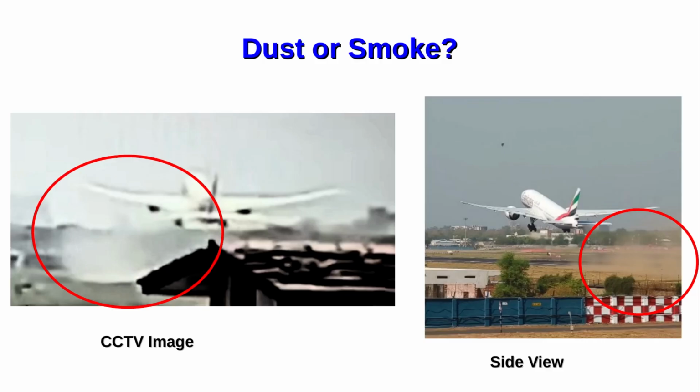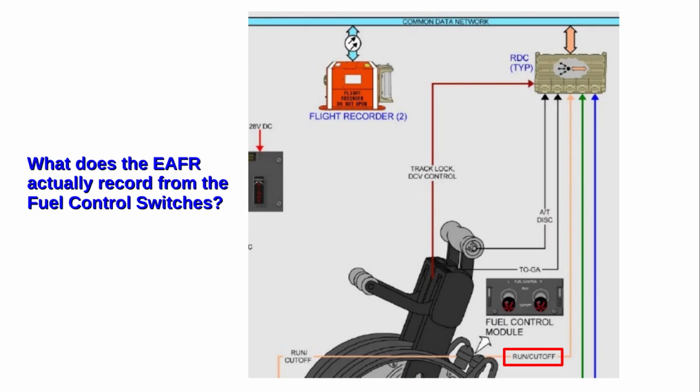Nothing to see. There is a question about exactly what is logged by the EAFR, Enhanced Aircraft Flight Recorder, regarding the fuel control switches. One person has stated that, quote, the sensor for the fuel cutoff is not on the switch but on the fuel cutoff valve. It is the state of the valve that is recorded, unquote. That might be true for other aircraft, but it is not true for a 787.